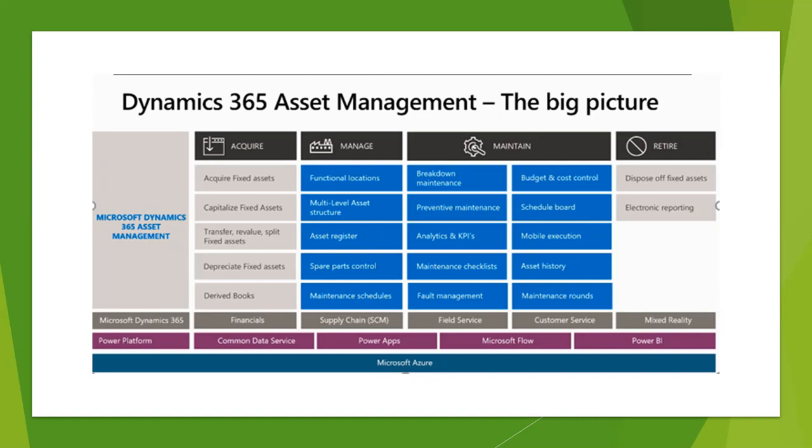So the equipment is nothing but called assets in this particular module. So we have different checklists. The checklists are nothing but the instructions which are given to the worker to perform a certain set of activities. And we have fault management, budget and cost control, scheduling board, mobile execution.